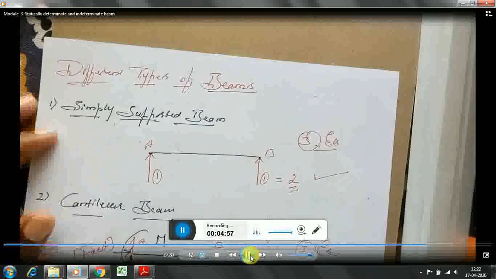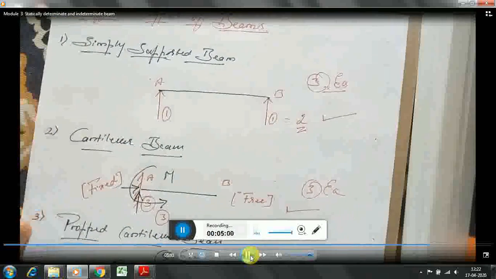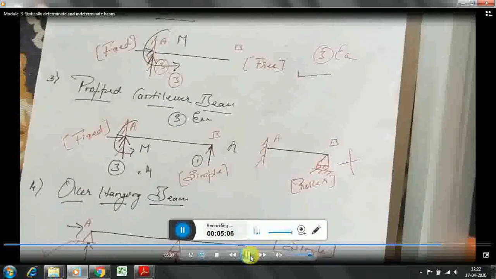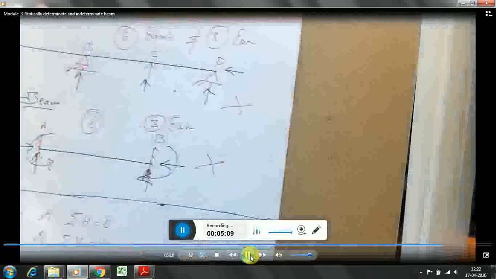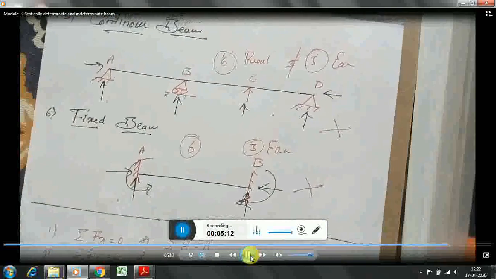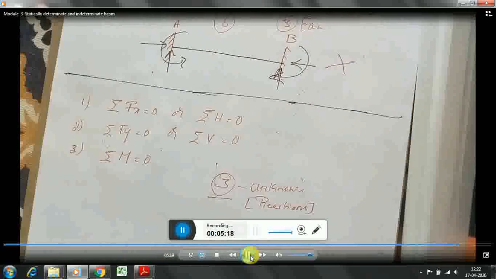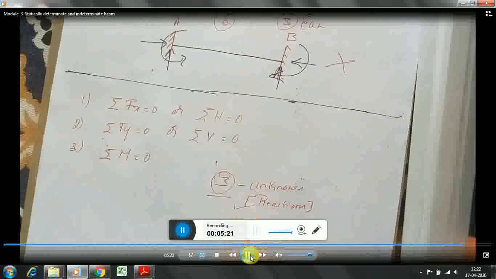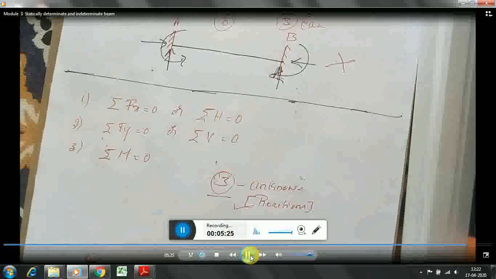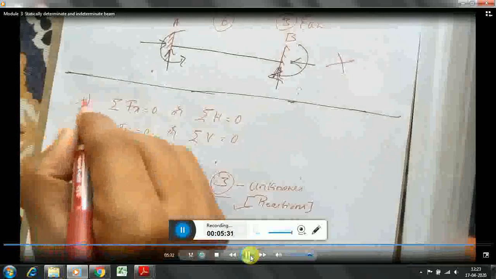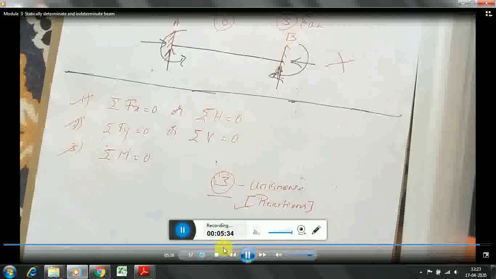So once again I will summarize the things. Simply supported is statically determinate. Cantilever is statically determinate. Propped cantilever is statically indeterminate, overhanging is statically determinate, then continuous beam is statically indeterminate, then fixed beam is statically indeterminate. That means the beam which has more than three reactions is statically indeterminate, because it cannot be analyzed by using the three fundamental equations of equilibrium. If the beam is having less than or equal to three reactions, then it is a statically determinate structure.